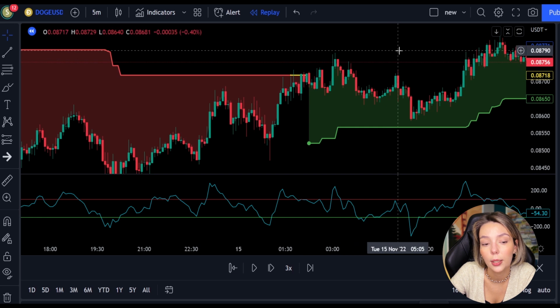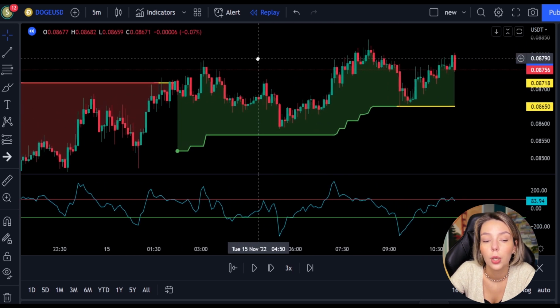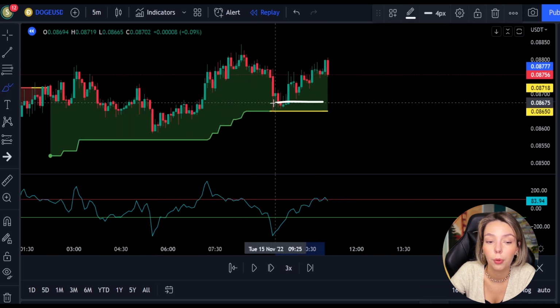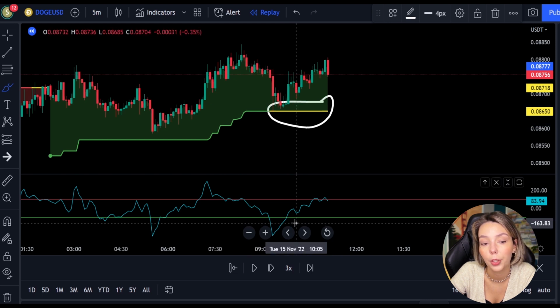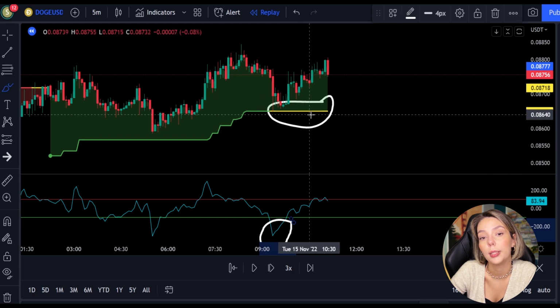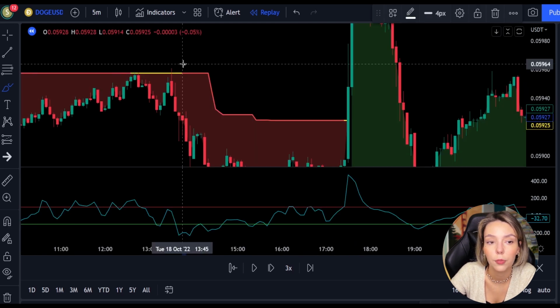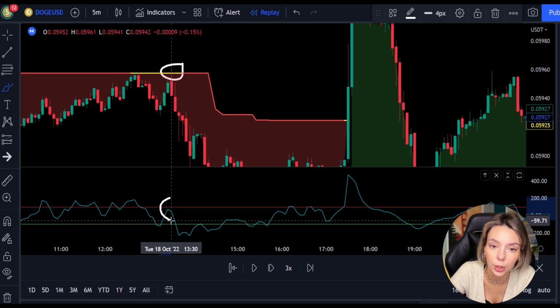CCI will help us to identify the times when the price action is overbought or oversold during an ongoing trend, for example, when the price action is moving in an uptrend and then it makes a retracement or a pullback. Such a pullback is only confirmed when the CCI gets oversold. If the pullback is not confirmed by the CCI, then we should ignore such signals.